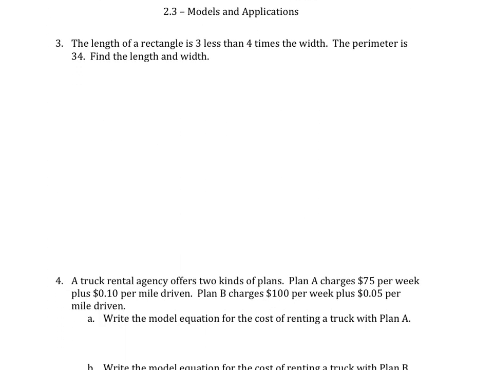Number 3. The length of a rectangle is 3 less than 4 times the width. The perimeter is 34. Find the length and width. So very similar to the one we just did. Here, though, we have a rectangle instead of a triangle, but the same idea. We have the perimeter. So I'm going to draw the rectangle. I really recommend drawing a figure or a diagram or making a chart or some way to organize your information.